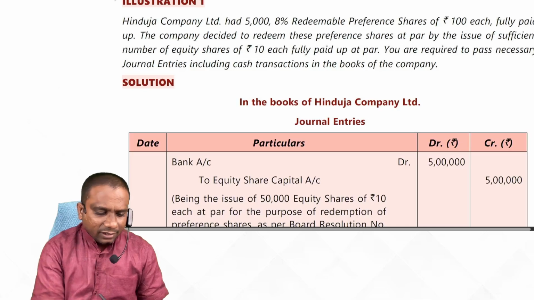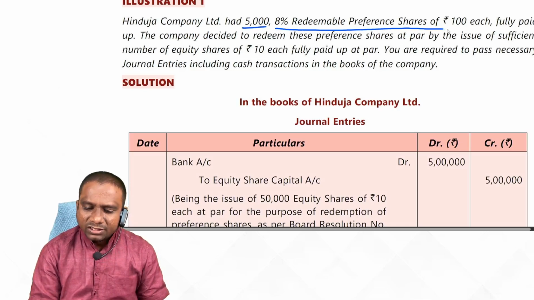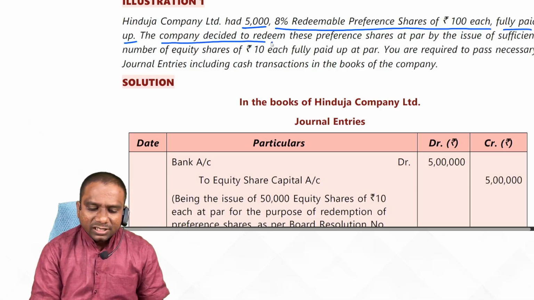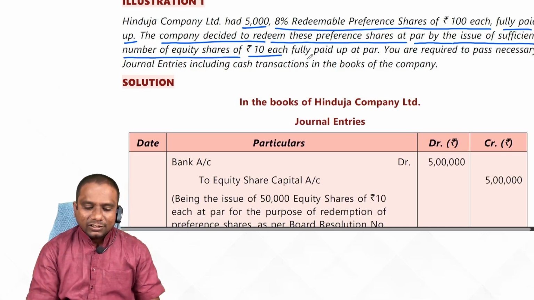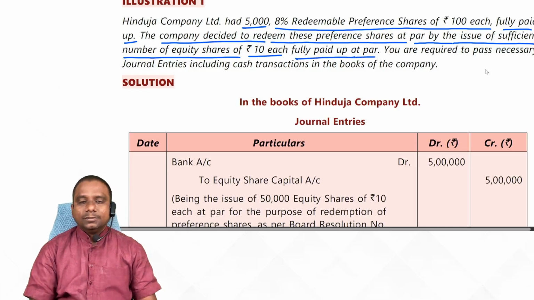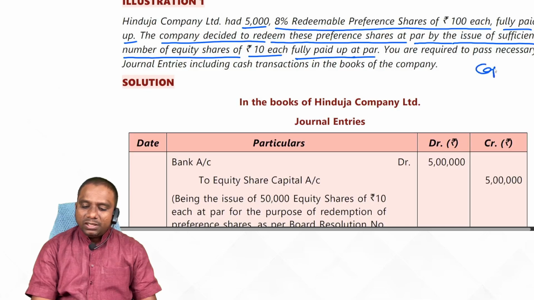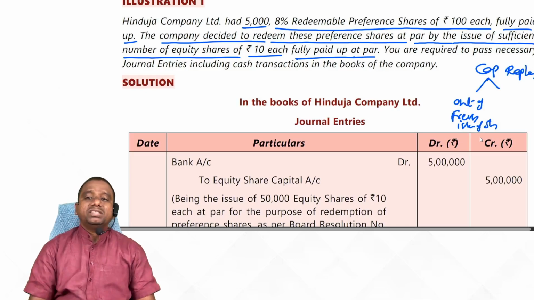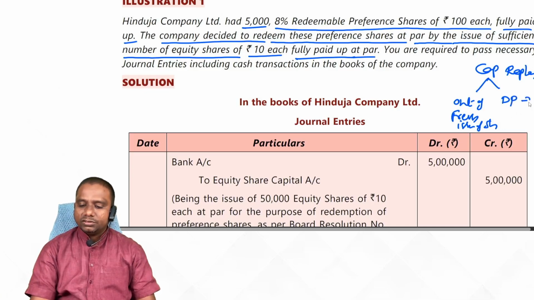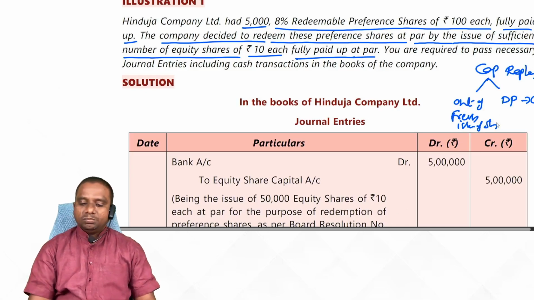Hinduja Company Limited had 5,000 8% redeemable preference shares of 100 each fully paid up. The company decided to redeem these preference shares at par by the issue of a sufficient number of equity shares of 10 each fully paid at par. You are required here. Capital replacement may be out of a fresh issue of shares. You can replace the capital by issuing fresh shares or by transferring divisible profits to CRR. You have to do either one.